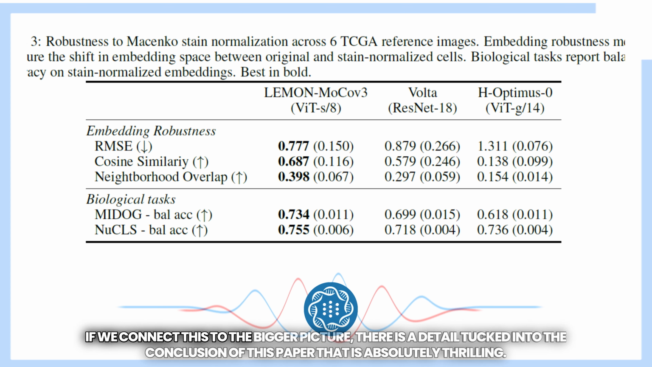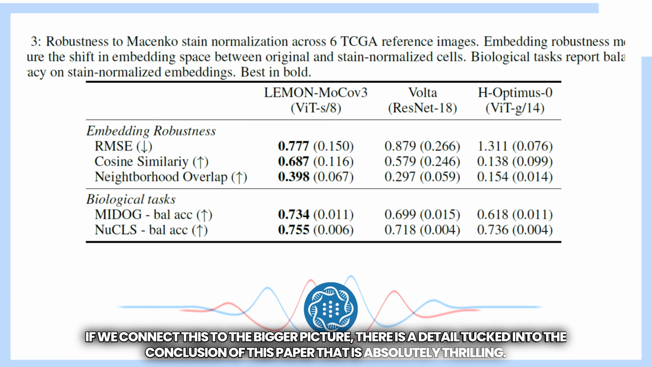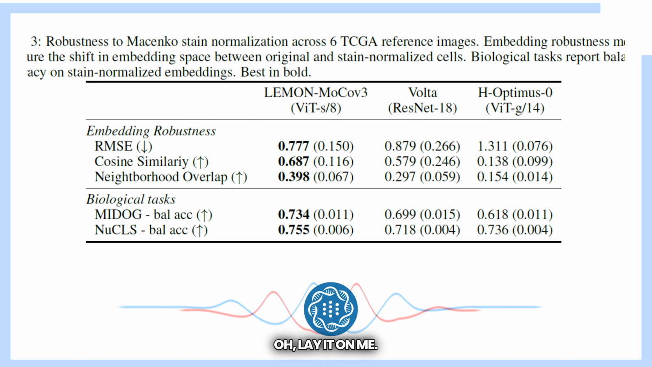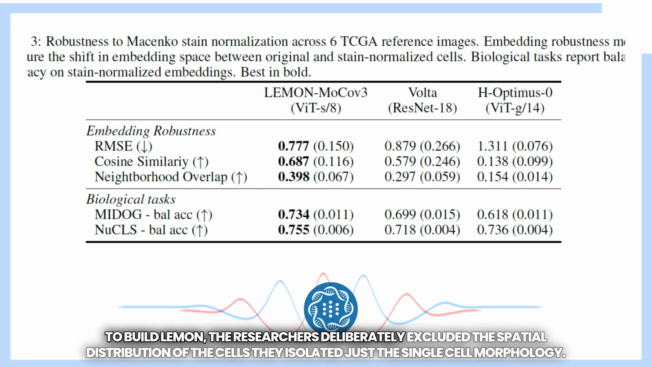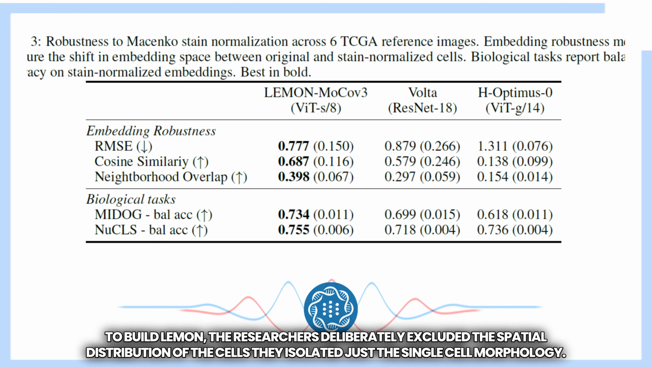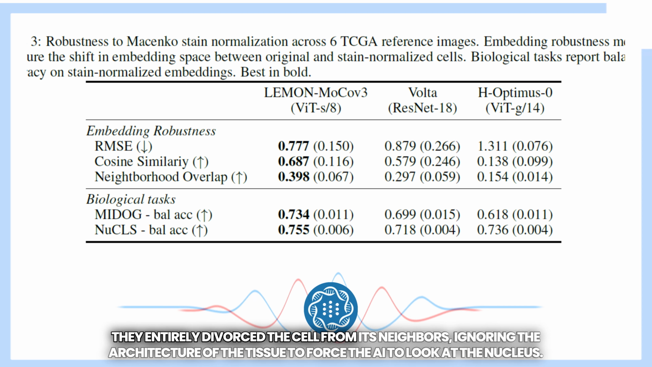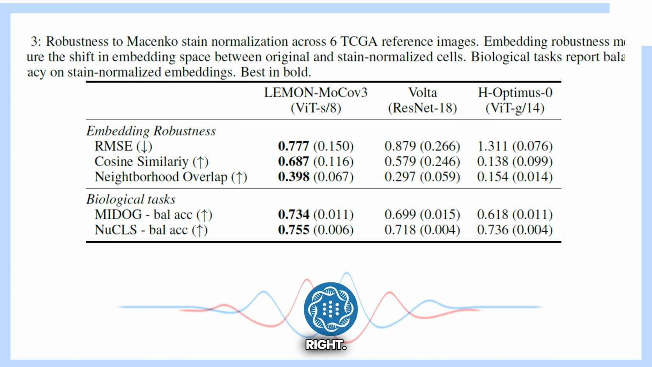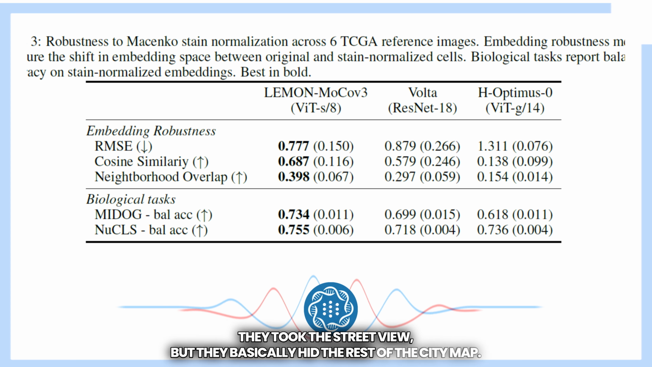If we connect this to the bigger picture, there's a detail tucked into the conclusion of this paper that is absolutely thrilling. Oh, lay it on me. To build Lemon, the researchers deliberately excluded the spatial distribution of the cells. They isolated just the single-cell morphology. They entirely divorced the cell from its neighbors, ignoring the architecture of the tissue to force the AI to look at the nucleus. Right, they took the street view, but they basically hid the rest of the city map.